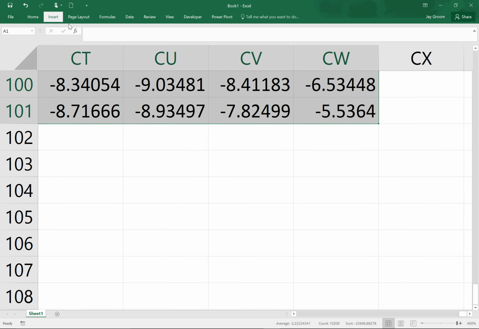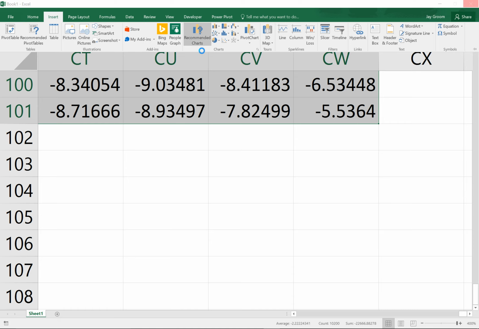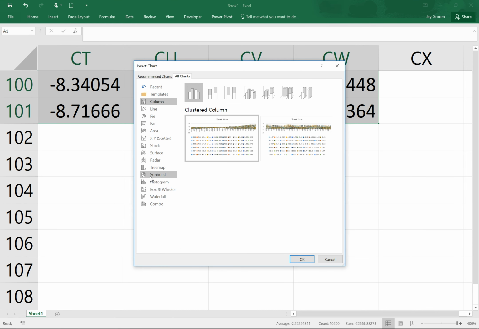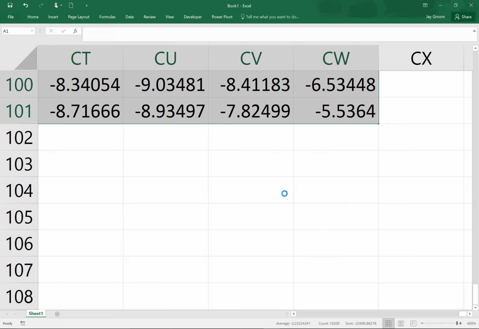Now, cool. Insert. I like to go to Recommended Charts because it's the fast way to get there, since I don't know where the rest of it is hiding. It could be under the 3D maps too. If you go down to the surface chart, it can actually graph a surface for you. Hey, that's pretty sweet.